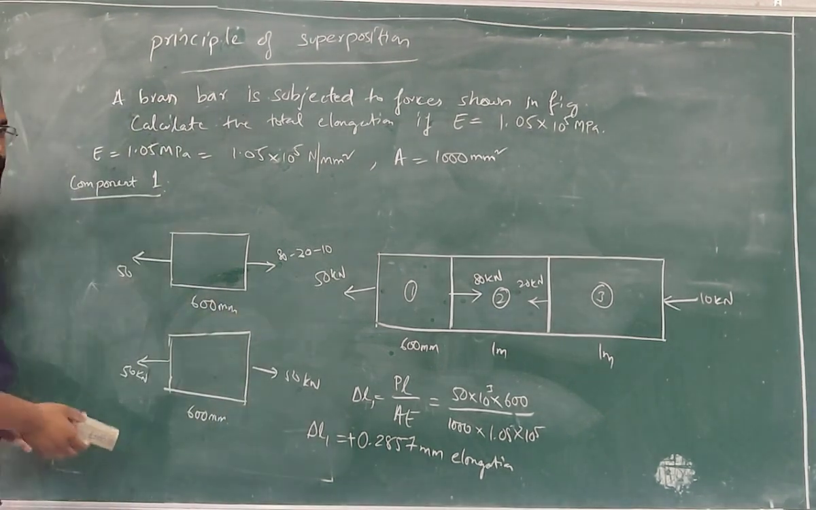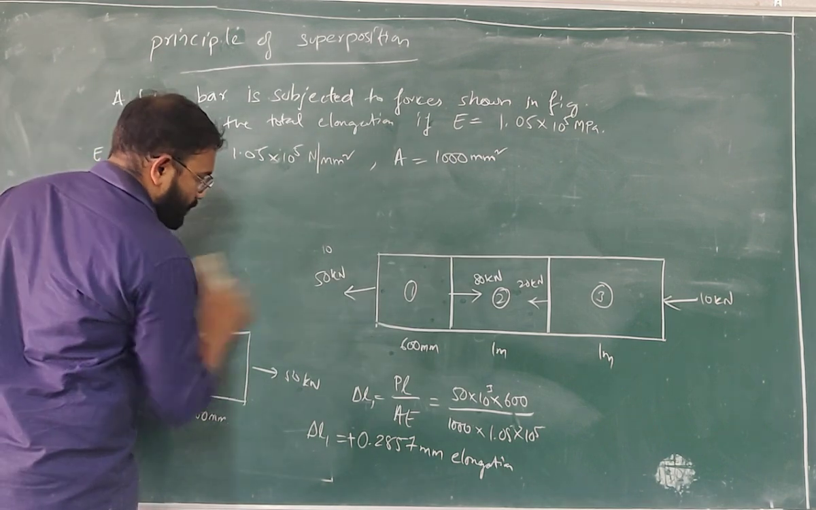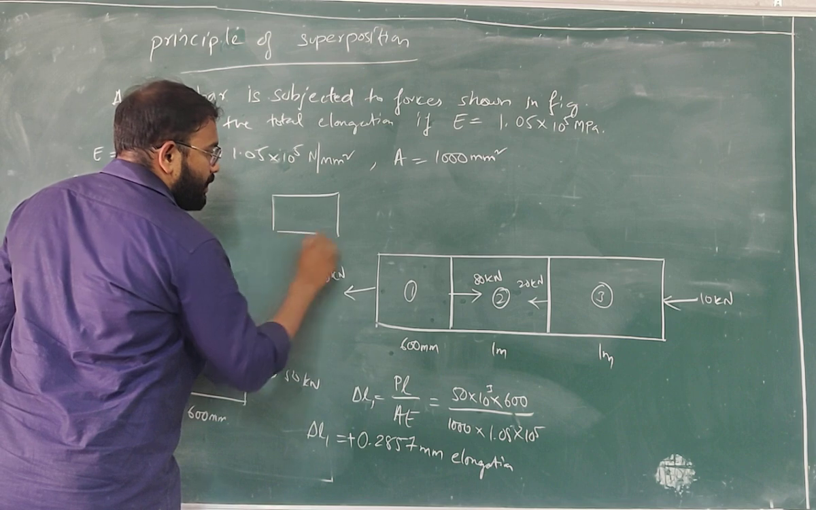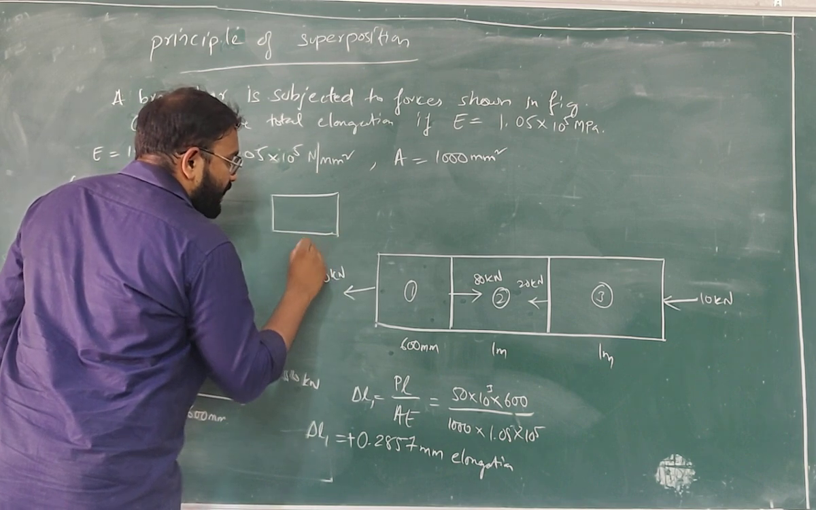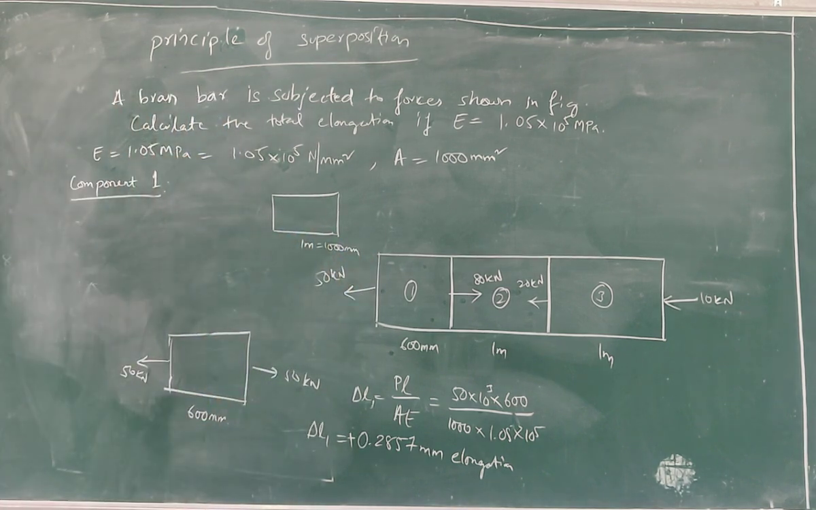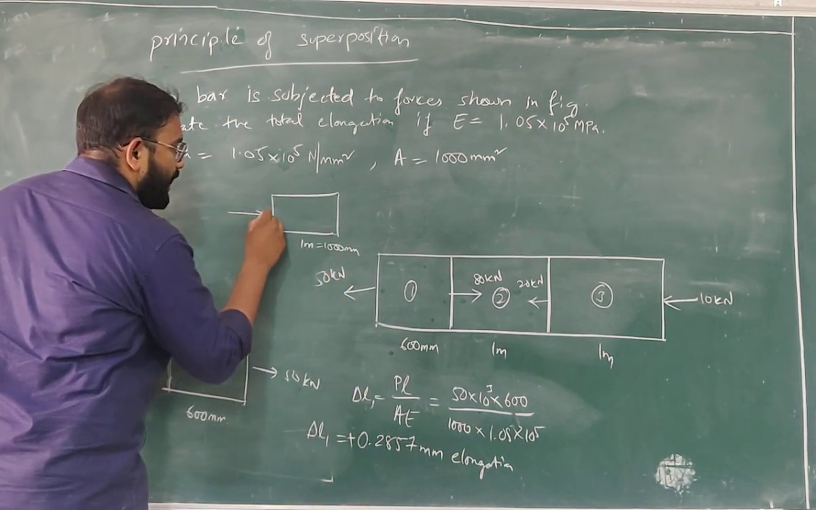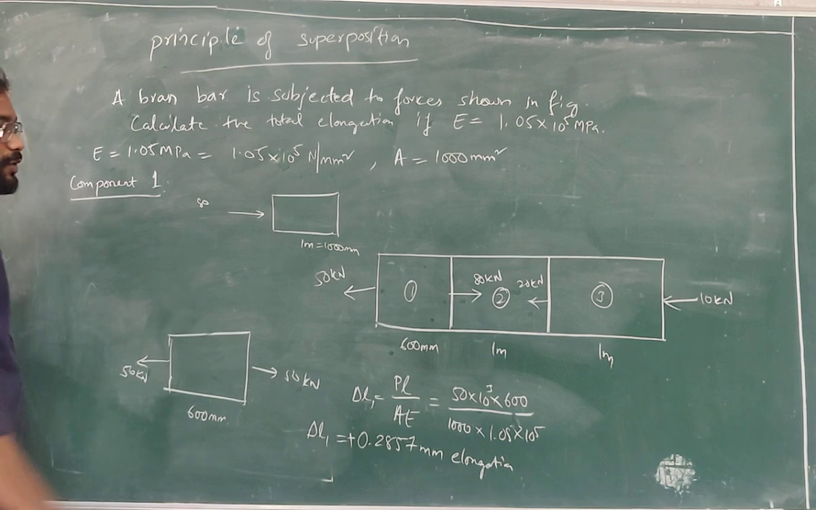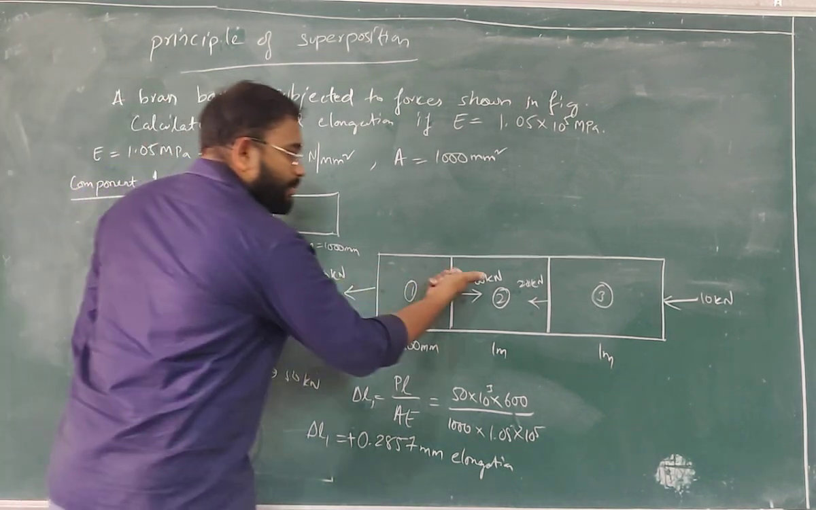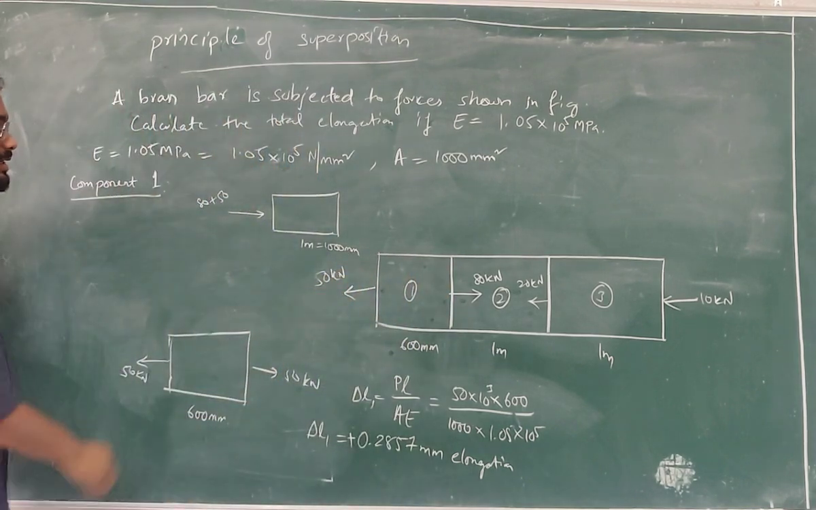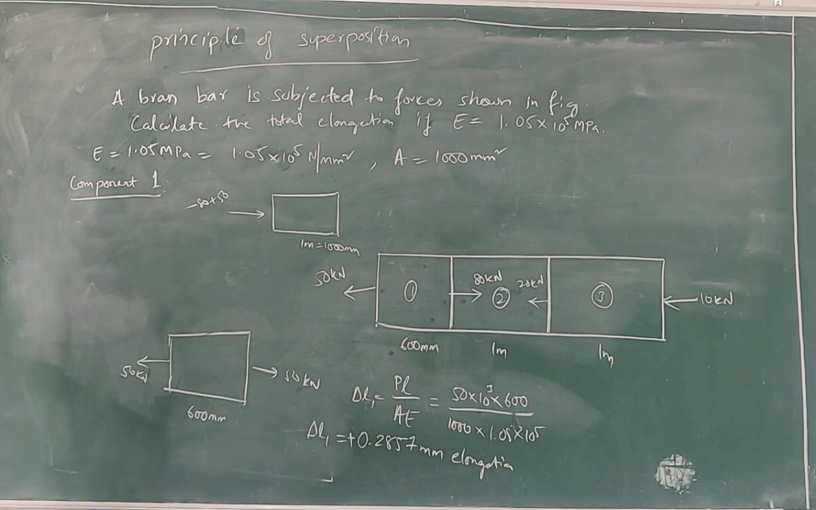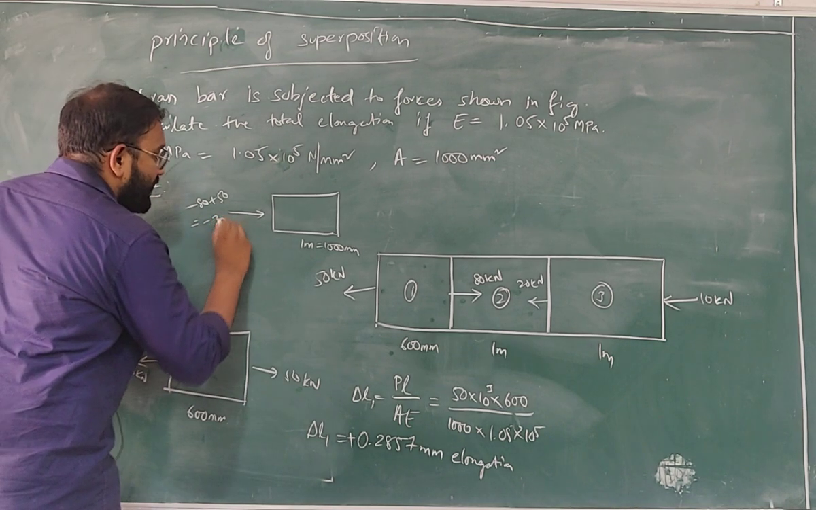Next component, finished? Very easy problems these are. Okay. Second component, again it is a 1 meter or 1000 millimeter brass section. Now you have an 80 kilonewton compressive force and 50 kilonewton tensile force here. 80 is compressive, 50 is tensile here. So minus 80 plus 50, compression forces are negative. So this will be minus 30 compression.